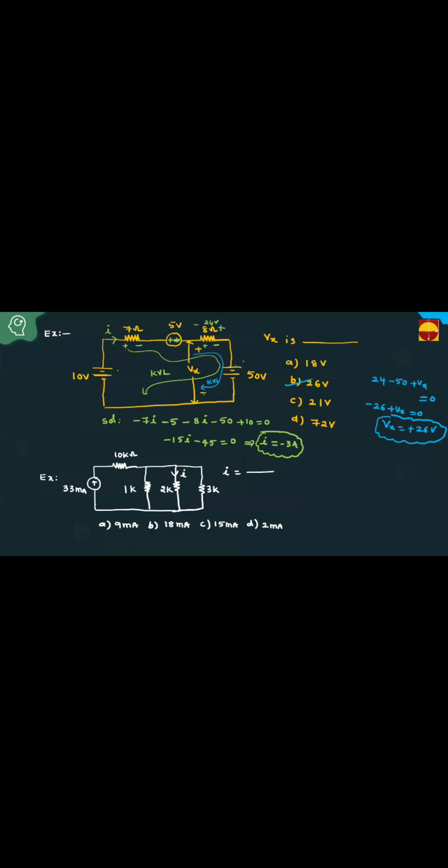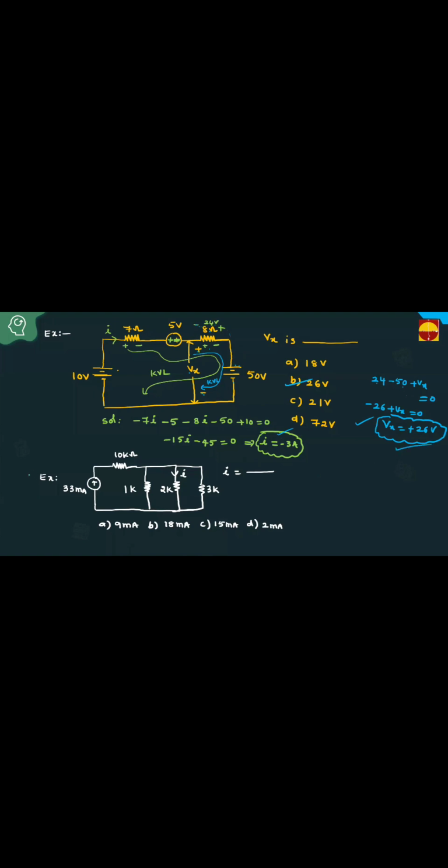Because current is minus 3 amperes now. Minus 3 amperes means 8 into minus 3, minus 24. Minus 24 means opposite to this polarity. Then minus plus. Now apply KVL. Negative to positive, positive 24. Positive to negative, minus 50. Negative to positive, Vx equal to 0. Vx equal to 26 volts. Any doubt? I got the current is minus 3 amperes. This voltage drop is 8 into minus 3, minus 24, opposite to this polarity. That's why I take minus plus. Now KVL you have to apply for this. Then I got Vx equal to 26 volts.